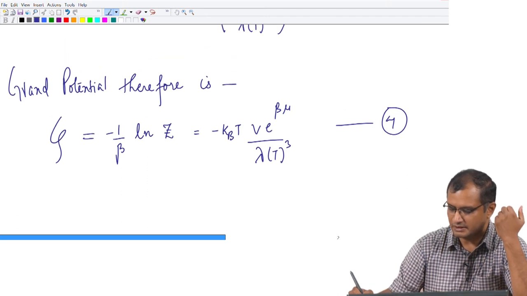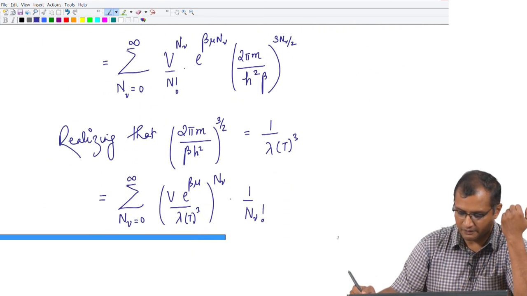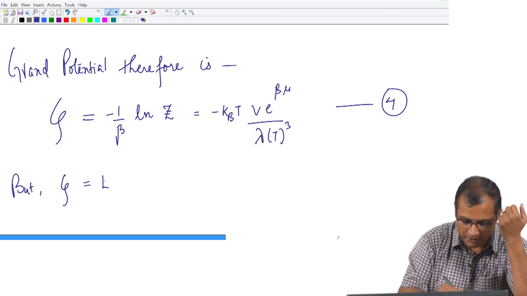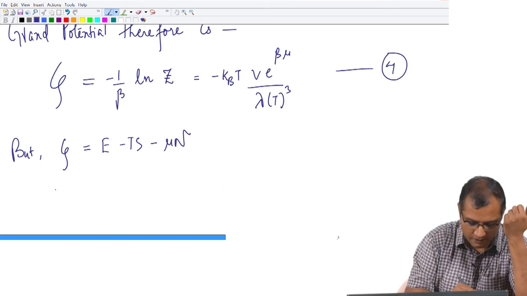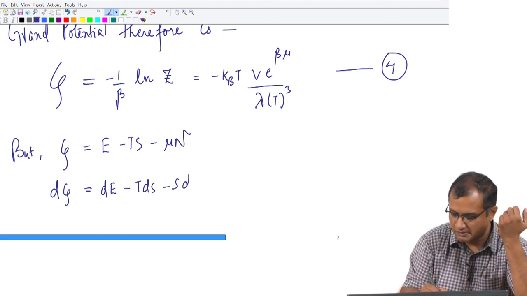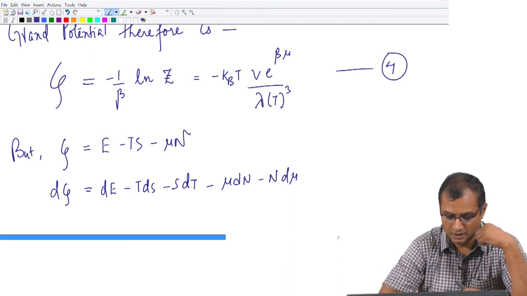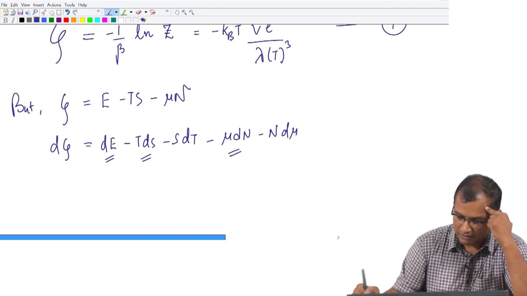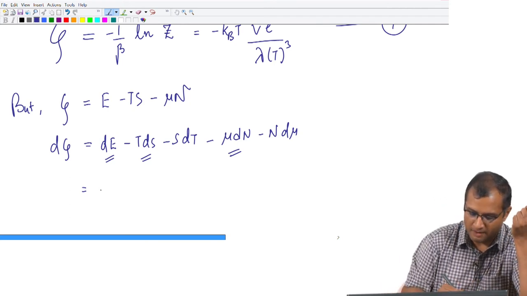So if you look at equation 3 here, I am just going to write down the equation 3, but we know that psi is equal to E minus TS minus mu N. So I am going to take a small differential and that is how I develop all connections. Fine. And then you can substitute for dE minus TdS minus mu dN from the first law. You can substitute for this as minus PdV.